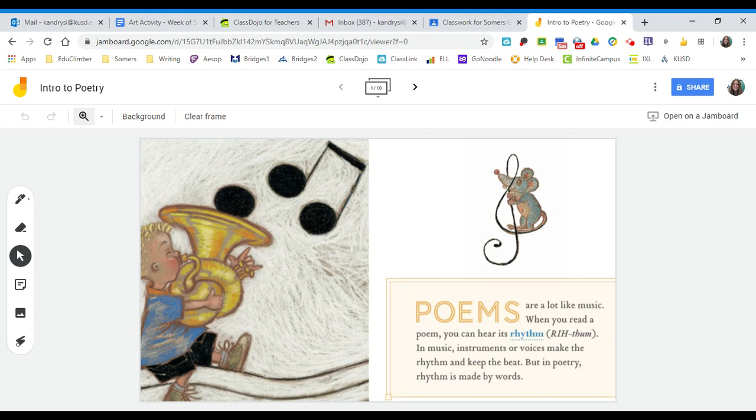Poems are a lot like music. When you read a poem, you can hear its rhythm. In music, instruments or voices make the rhythm and keep the beat. But in poetry, rhythm is made by words. And actually, when you write a poem, it's very easy to turn it into music.